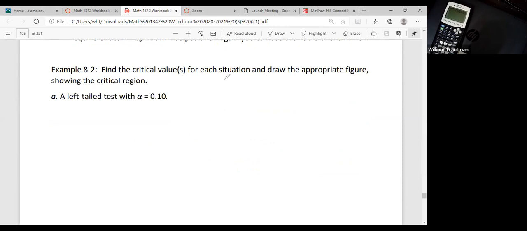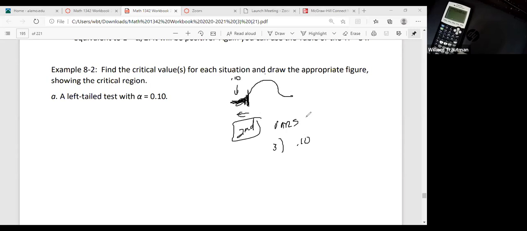Find the critical value for each of these. A left tail test where alpha is 10%. So you just put 10% in your calculator, 0.10, second vars, number 3, and type in 0.10, 10%. Second vars, number 3, 0.10, and you should get a critical value of negative 1.28. That's the z value right here.